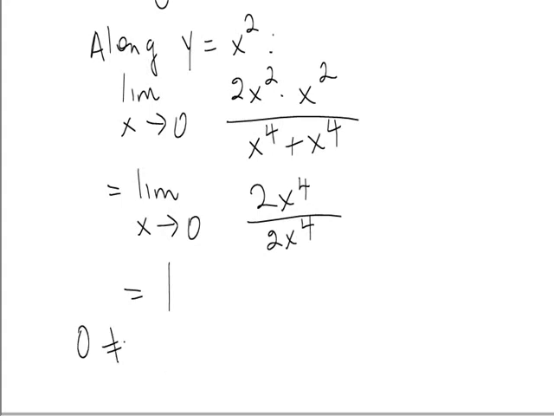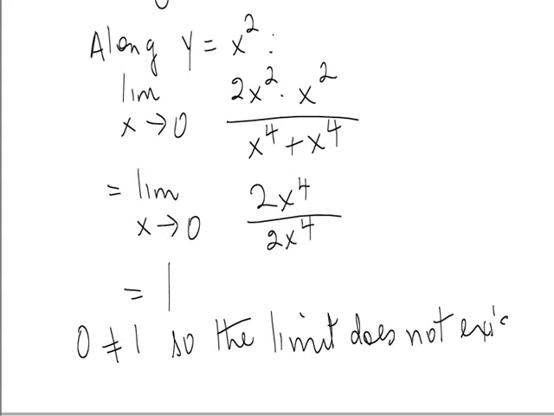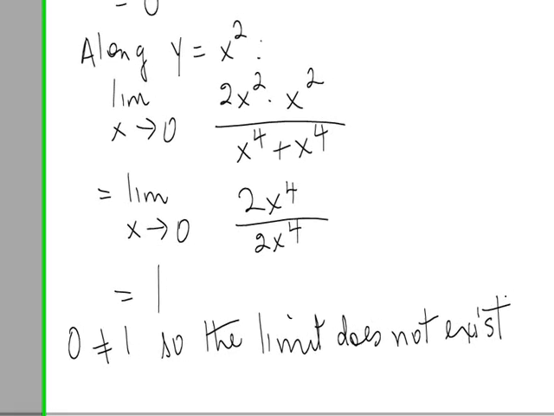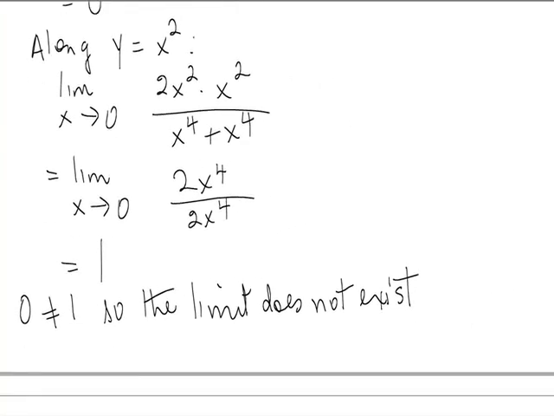0 is not 1, so the limit does not exist. Now, with practice in doing this question, I would have known that y equals x squared would not work. Because if I look at the function, I see the presence of x to the fourth, I would put y equals x squared.